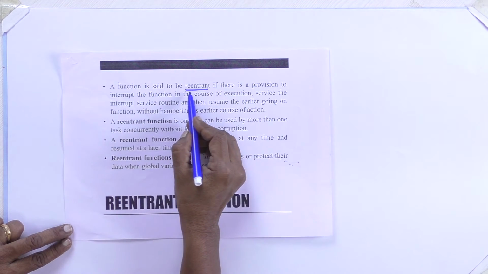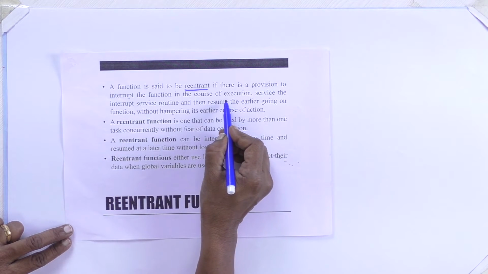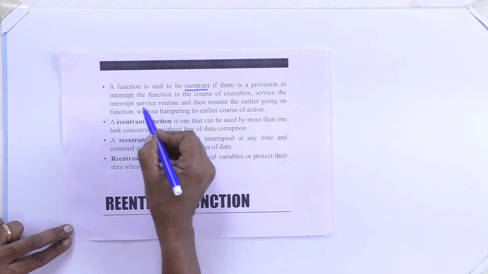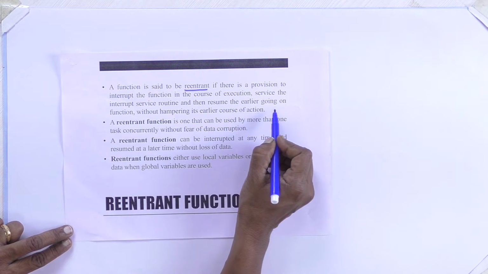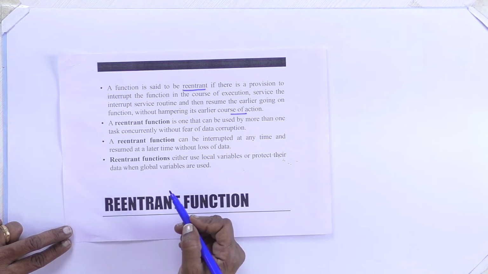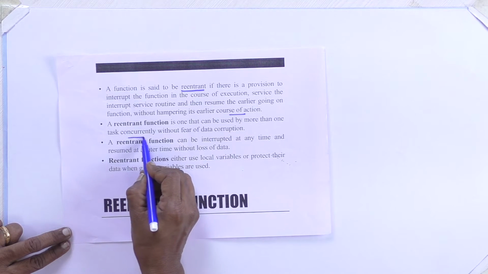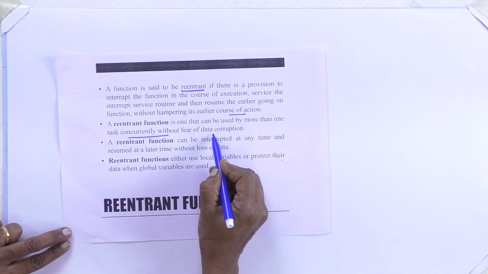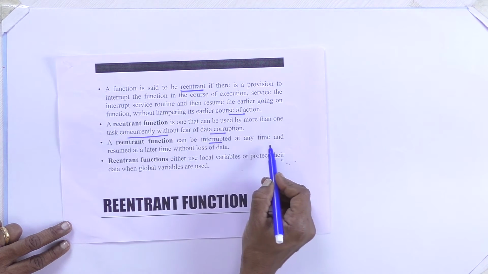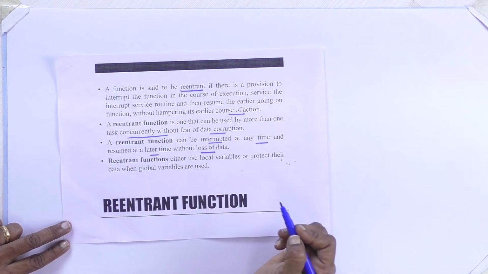A function is said to be reentrant if there is a provision to interrupt the function in the course of execution, service the interrupt service routine, and then resume the earlier ongoing function without hampering its earlier course of action. A reentrant function is one that can be used by more than one task concurrently without the fear of data corruption. A reentrant function can be interrupted at any time and resumed at a later time without loss of data.